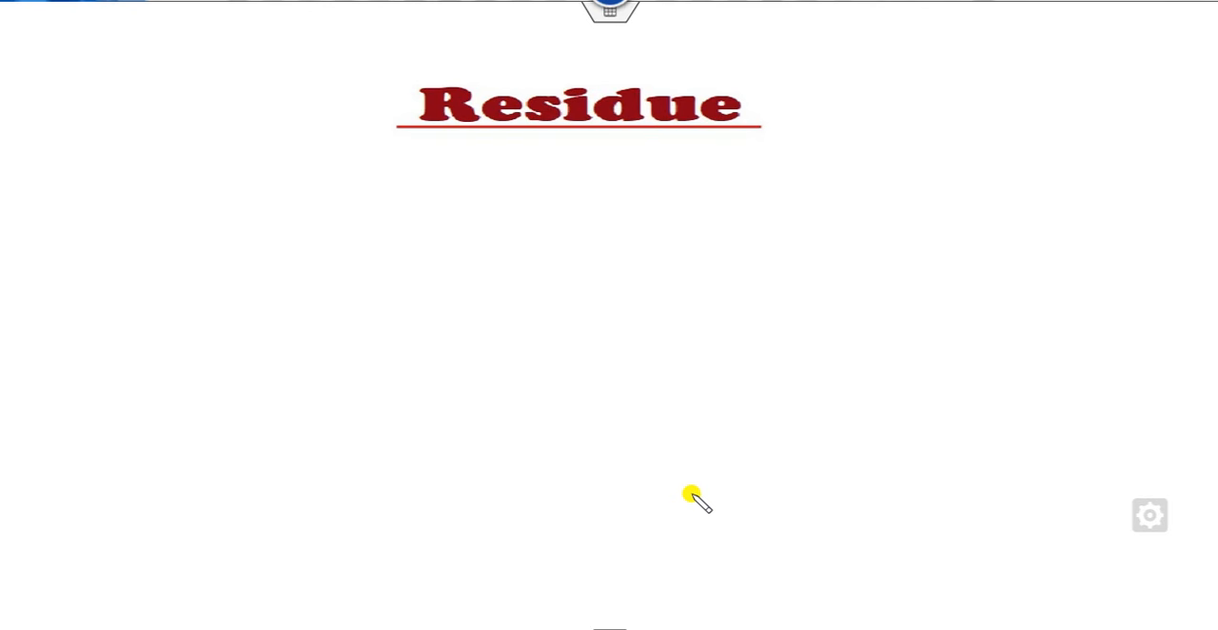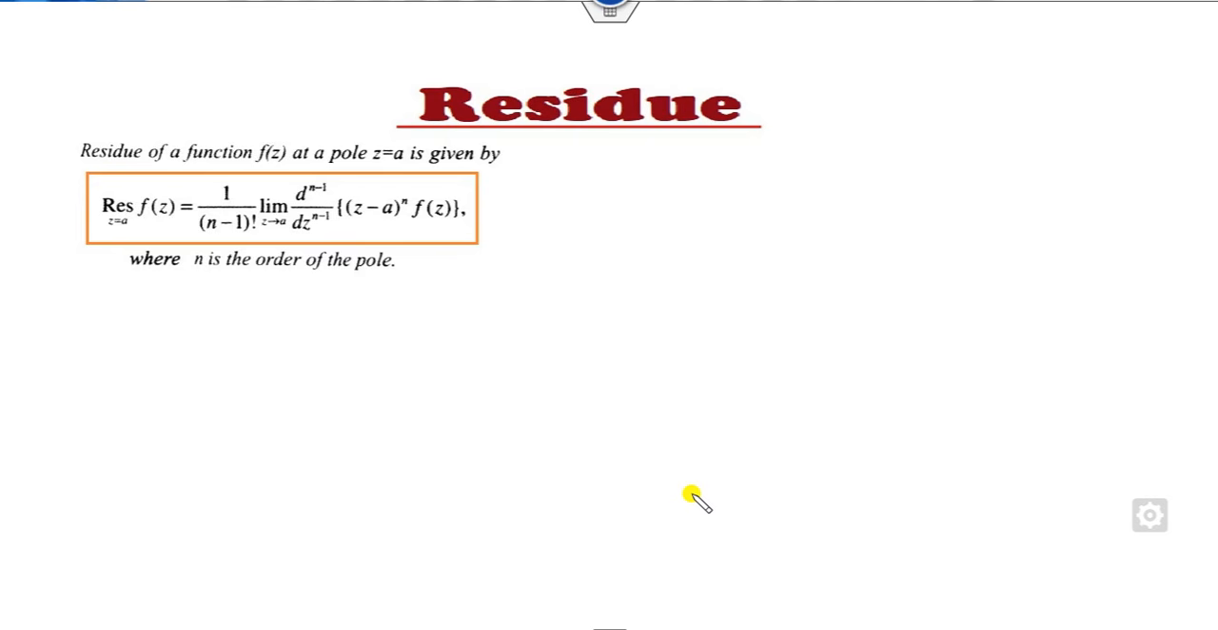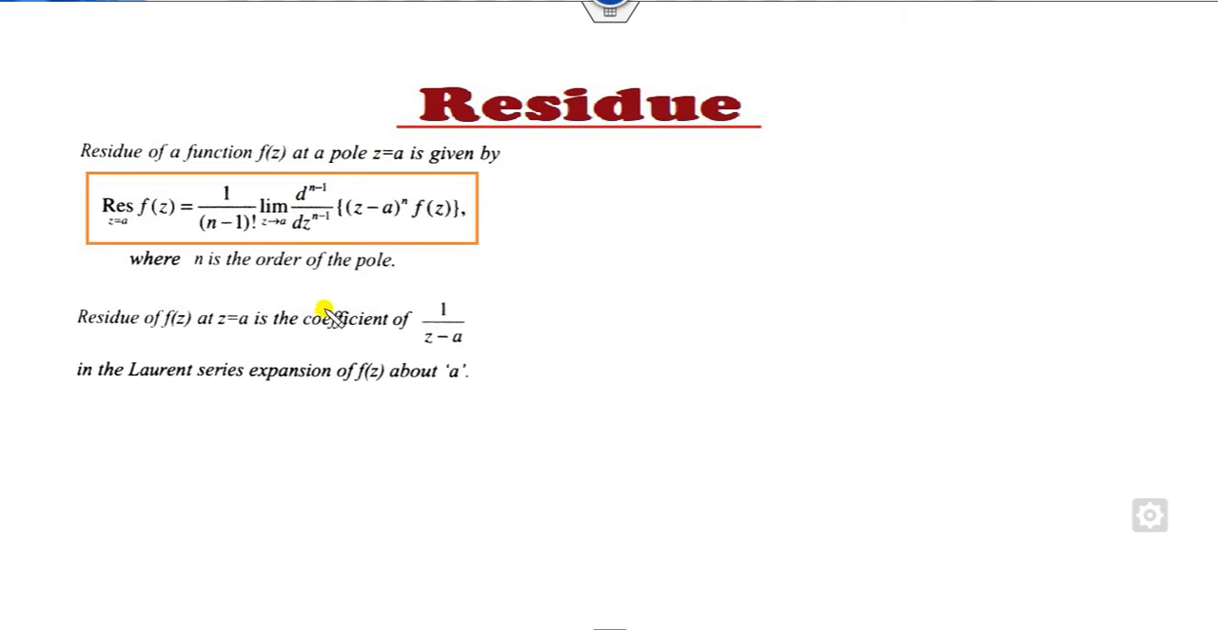So first of all, let me quickly recall what the residue is and some shortcut tricks. The residue of the function f of z at the pole is defined like this, where n is the order of the pole. Secondly, you can find it by using this definition, or you can expand it and take the coefficient of 1 over z minus a in the Laurent series.